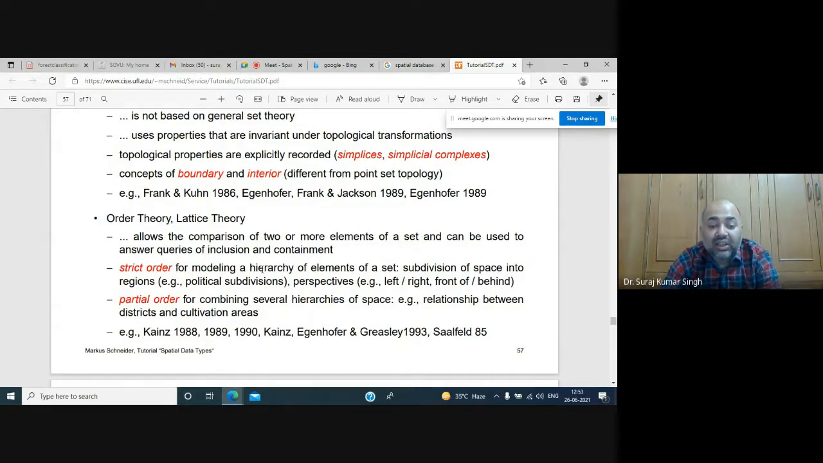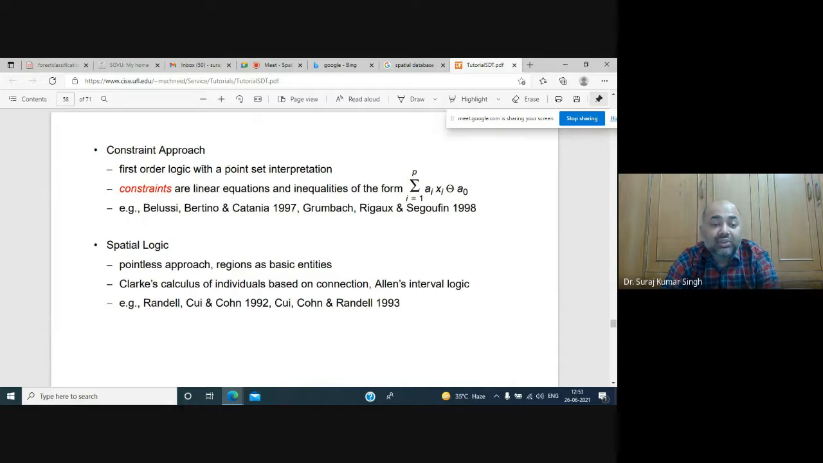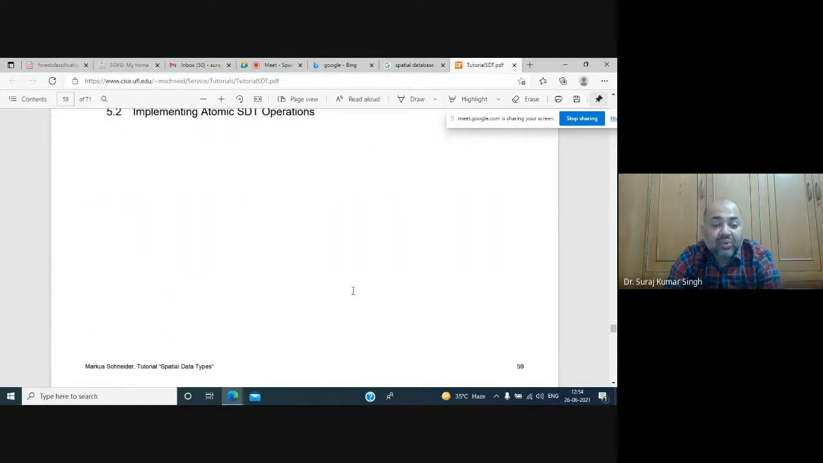Strict order for modeling a hierarchy of elements of a set, subdivisions of space into regions, perspectives, partial order for combining several hierarchies of space, relationship between distinct and cultivation areas. Then you have got constraint approach where the first order logic with a point set interpretation. Then you have constraints as linear equations and inequalities. Then you've got a spatial logic that is a pointless approach, regions as basic entities, Clarke's calculus of individuals based on connections. And what are the tools?